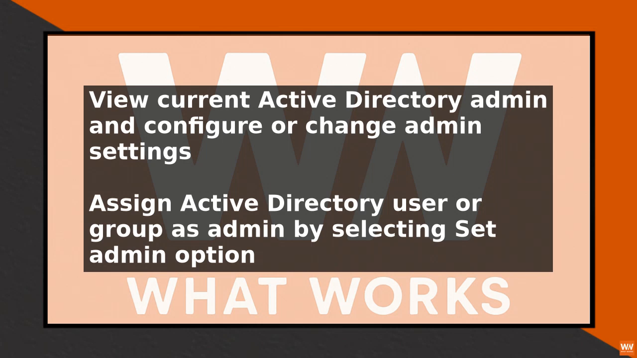To do this, select the Set Admin option and follow the prompts to choose an Active Directory user or group to be the admin. To view the users and groups that have been granted access to your database using Active Directory authentication, select the Access Control option from the left-hand menu and then choose Role Assignments. This will take you to a page where you can view the users and groups that have been assigned roles in your database.